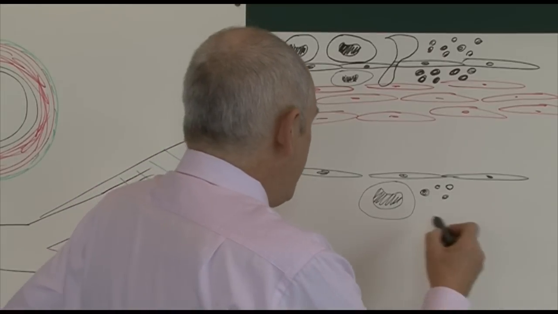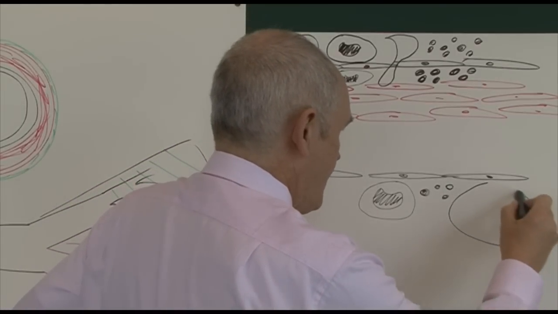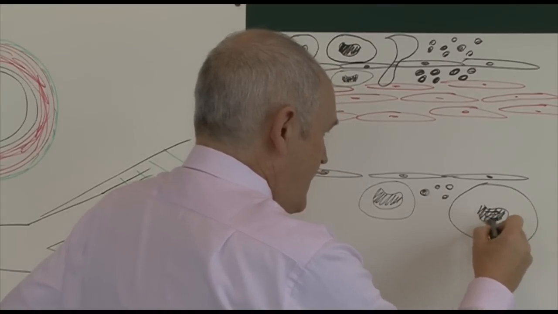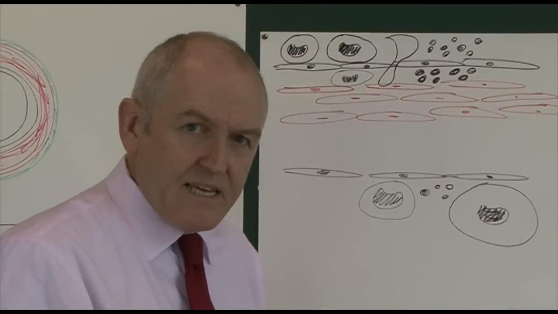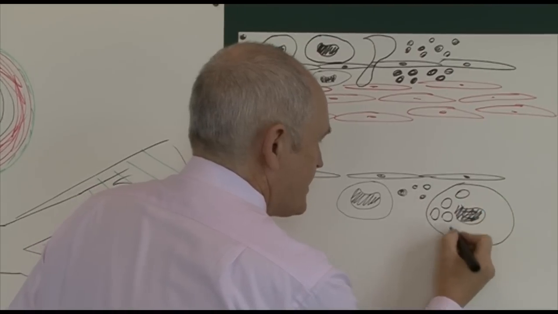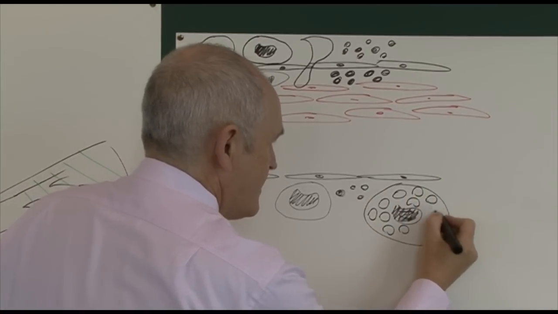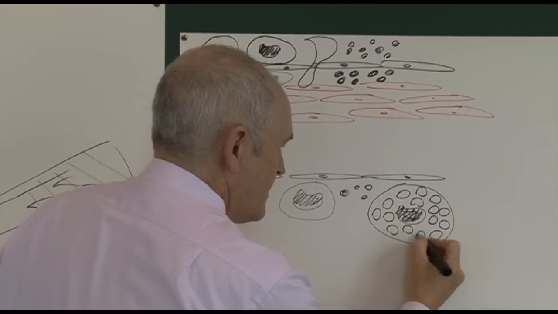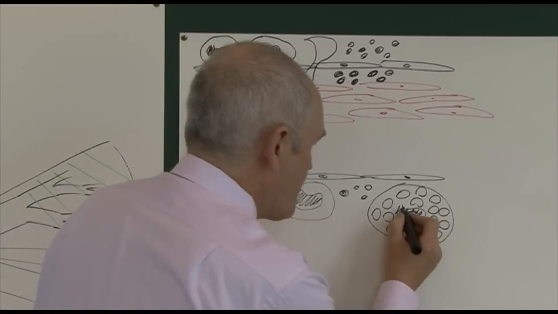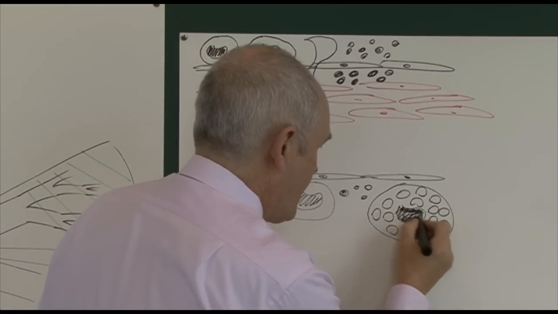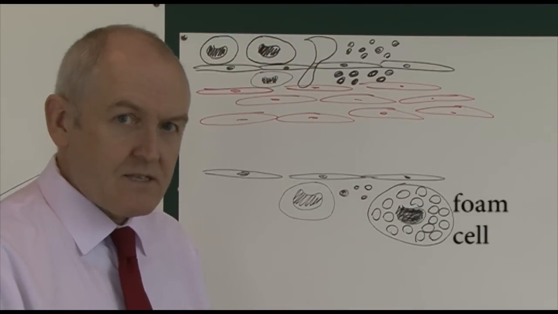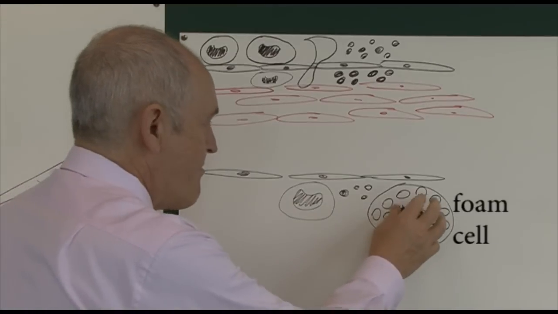And what that means is the macrophages get bigger, and because they've oxidized all this fatty, low-density cholesterol, you end up with macrophages which are bloated and full of fatty, low-density cholesterol. In this state, we refer to them as foam cells. So the macrophages are now foam cells.